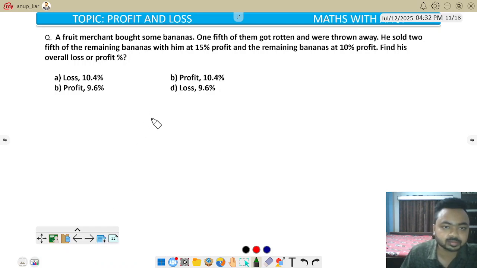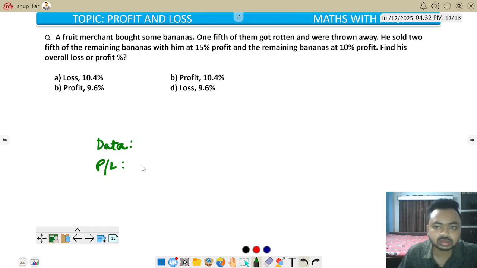Okay. So again I will be writing down the data and profit and loss percentage. He sold 2/5 of the remaining, 1/5 got rotten. Okay, so as 1/5 of them got rotten.